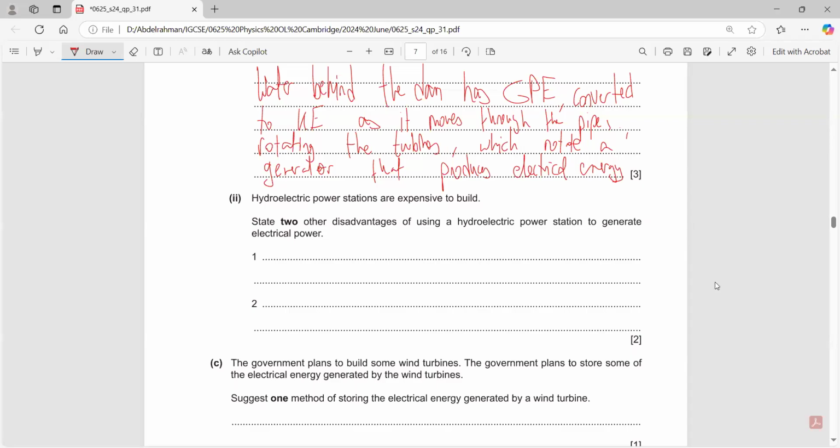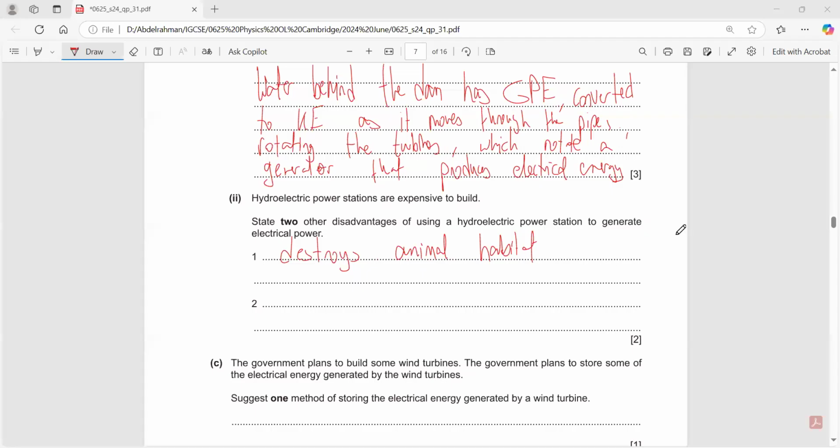Two disadvantages of hydroelectric power stations. Not reliable. Actually, it is kind of reliable. What else? What other disadvantages do we have? Yes, okay. It does destroy some animal habitat. It does kind of destroy the environment.